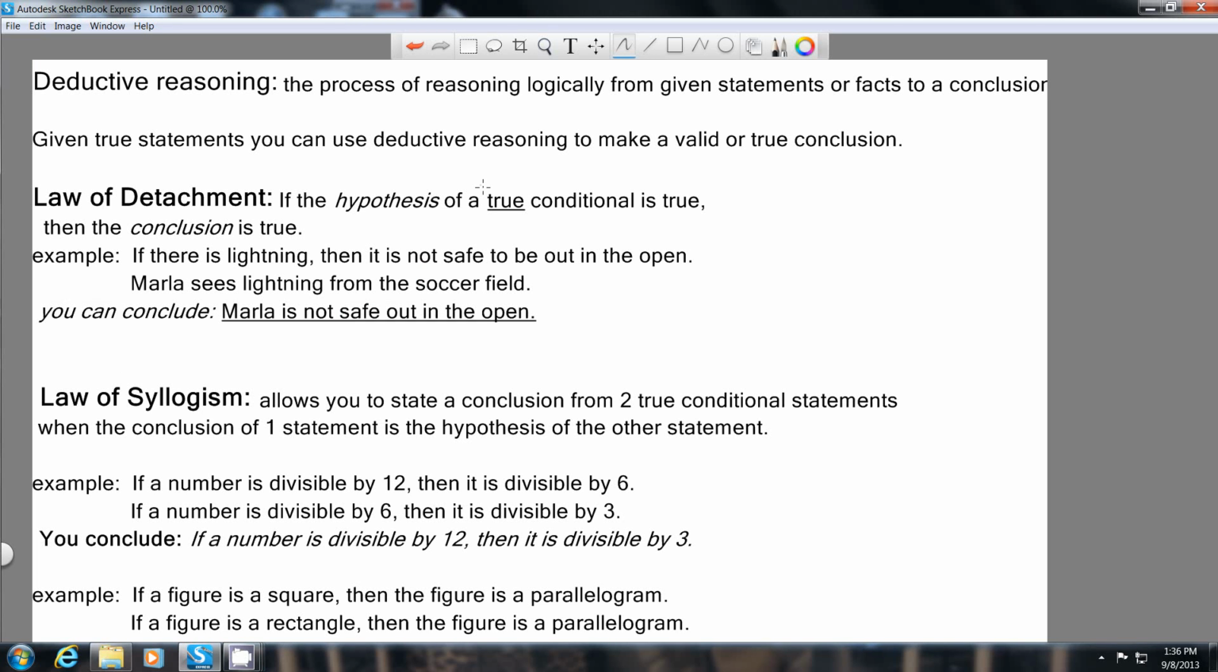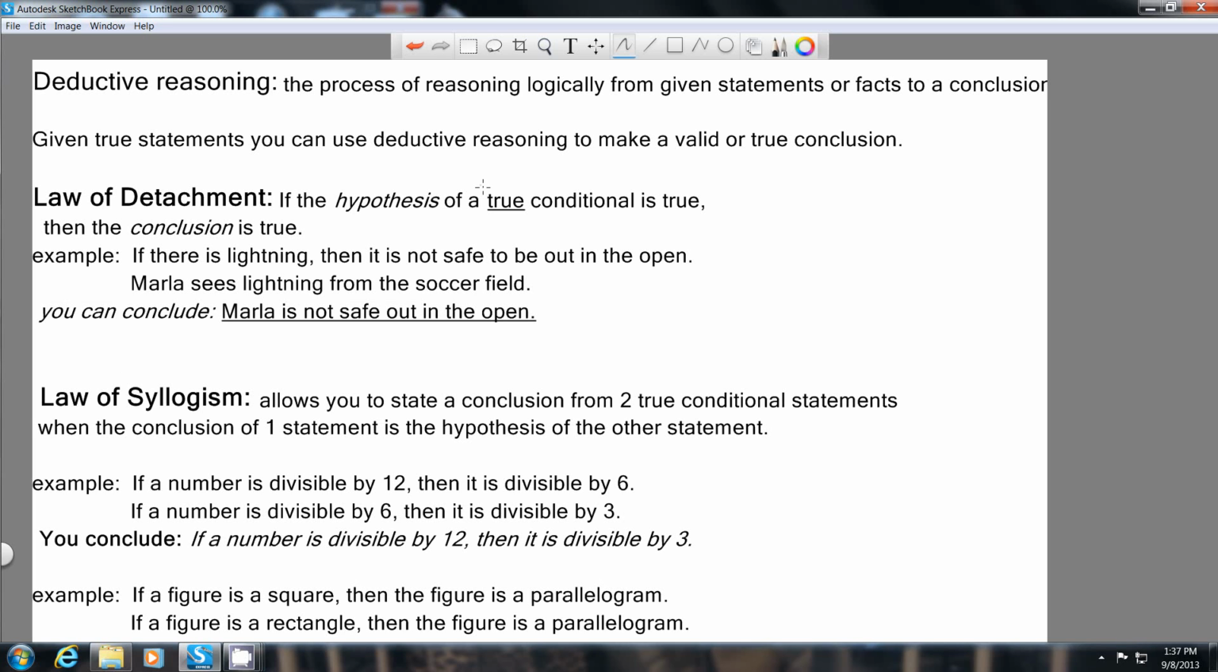Now we're going to talk about drawing conclusions based on facts. The definition of deductive reasoning: the process of reasoning logically from given statements or facts to a conclusion. When you're given true statements, you can use deductive reasoning to make a valid conclusion. We're going to use two laws for deductive reasoning.